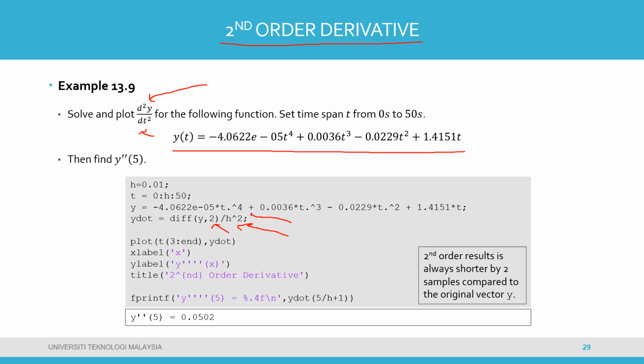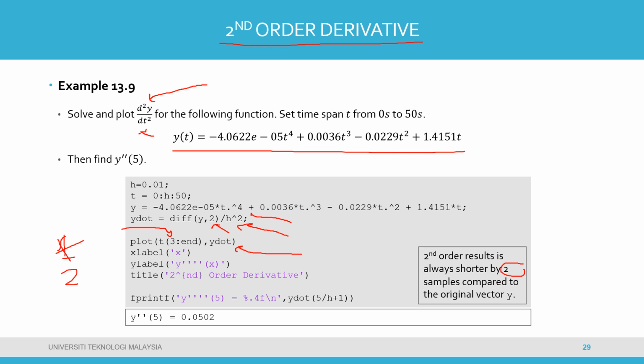Be careful for first order. For first order the time vector is 1 sample shorter, but for second order it is 2 samples shorter. So you have to start from 3 until the end. For the first order derivative, you delete sample 1, but for second order you have to delete sample 1 and sample number 2 of time. For second order you will lose 2 data points.